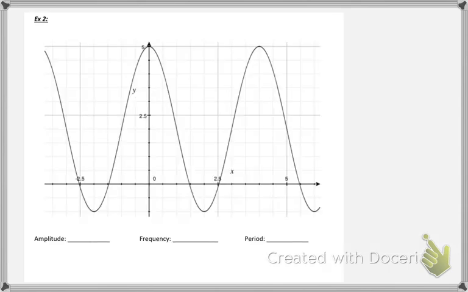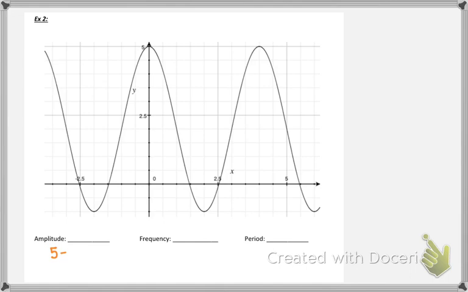All right, so here's another example. The same exact thing. I'm going to start by identifying my amplitude. I'm going to take my high and my low. So high looks like it's at 5. I'm going to subtract my low.